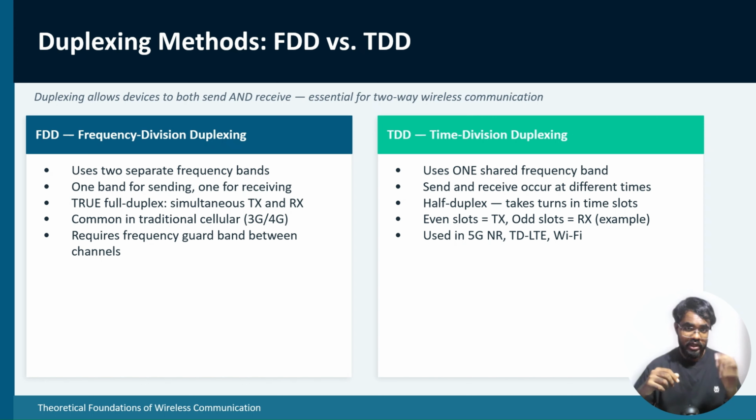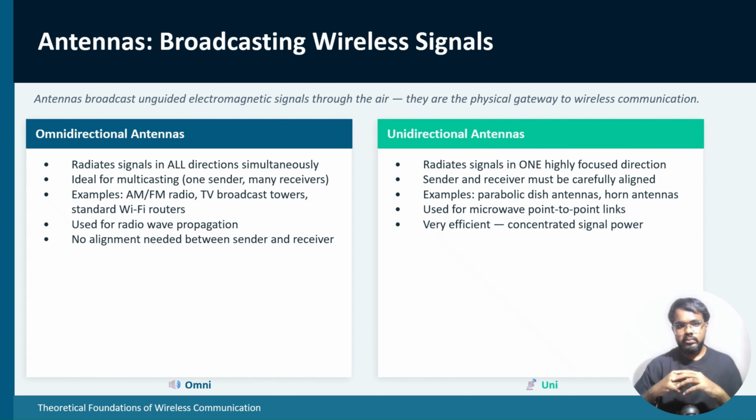FDD, or frequency division duplexing, operates differently. In FDD, transmission and reception occur simultaneously but use two completely separate frequency bands. One band is dedicated to sending data and the other one is dedicated to receiving data. This allows full duplex communication and is historically very common in cellular networks.